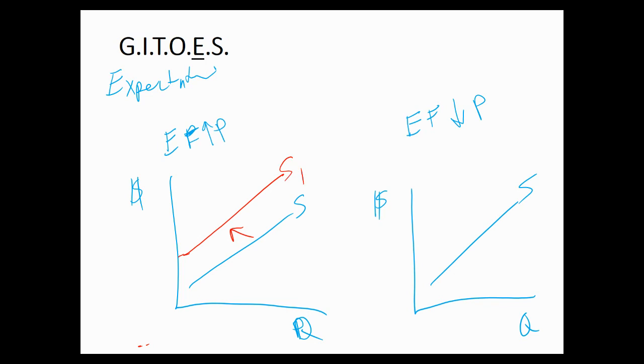We would expect a shift left. If they expect future higher prices, they're going to produce less today because they want to produce more when the prices are higher. In retrospect, when they expect future lower prices, they're going to produce more today because they want to capitalize on the higher prices of today. So that is expectations. The next one is S, and that's for the number of suppliers.